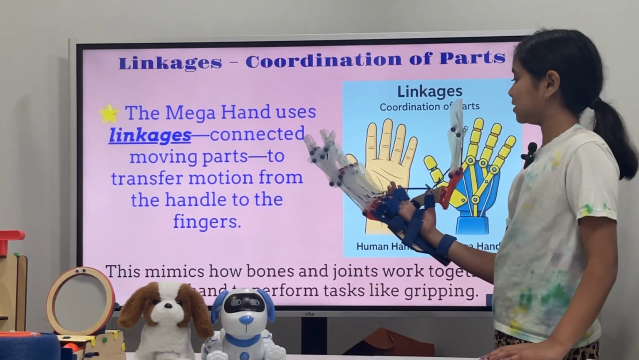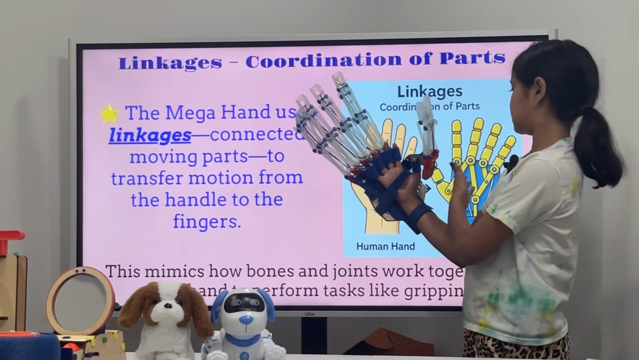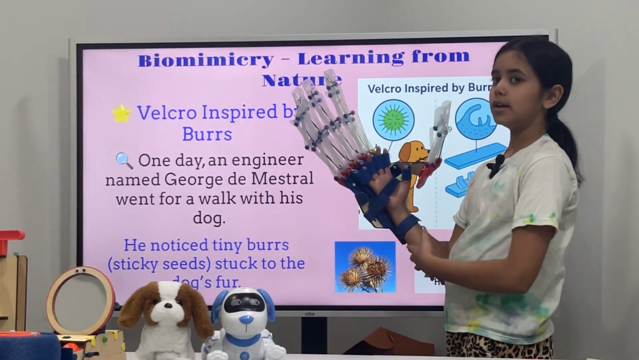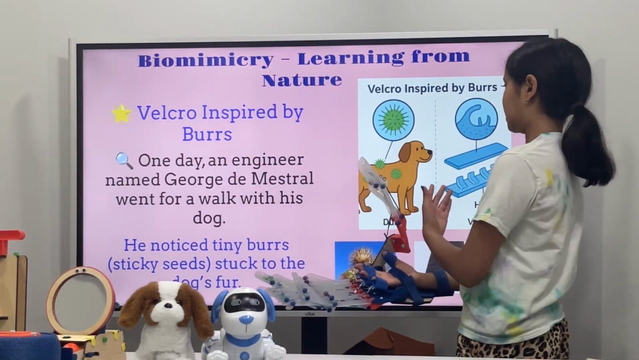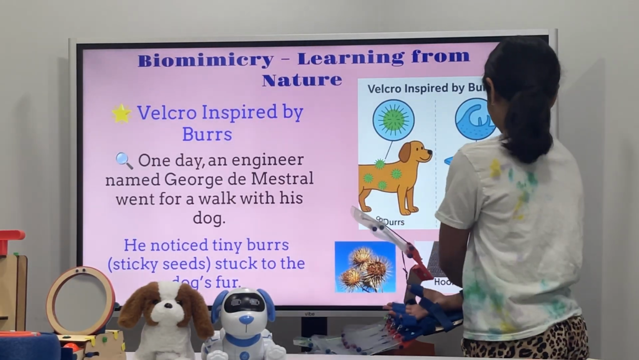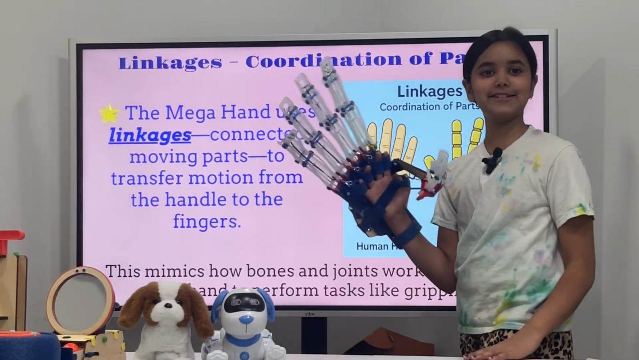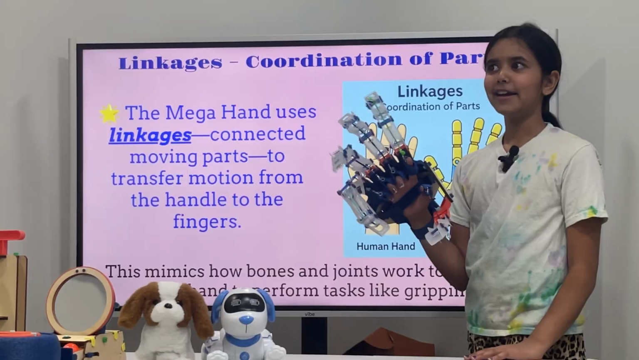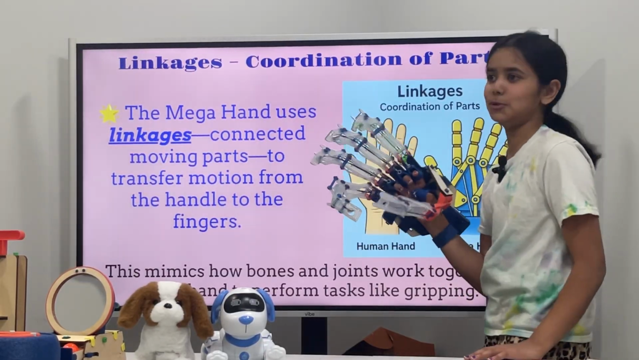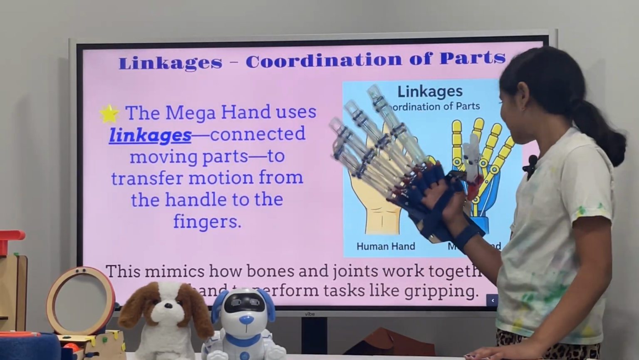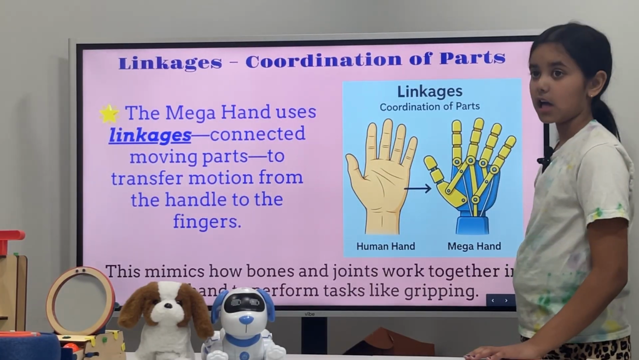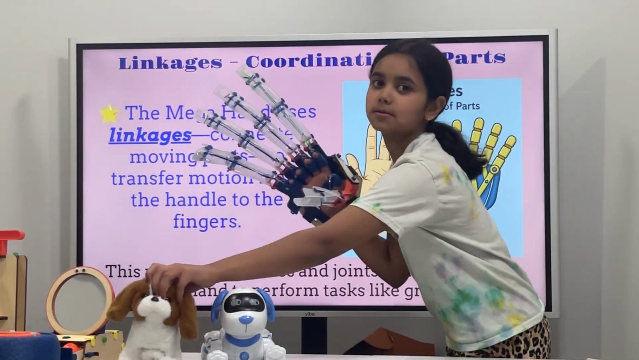For some reason, this does not look like the same hand. It looks way different. Not because it's the right hand. You move to the next slide. How did it do it? Your mega hand did it. It's plastic. How did it do that? And then you saw how it's gripping, right? So it can grip onto things.